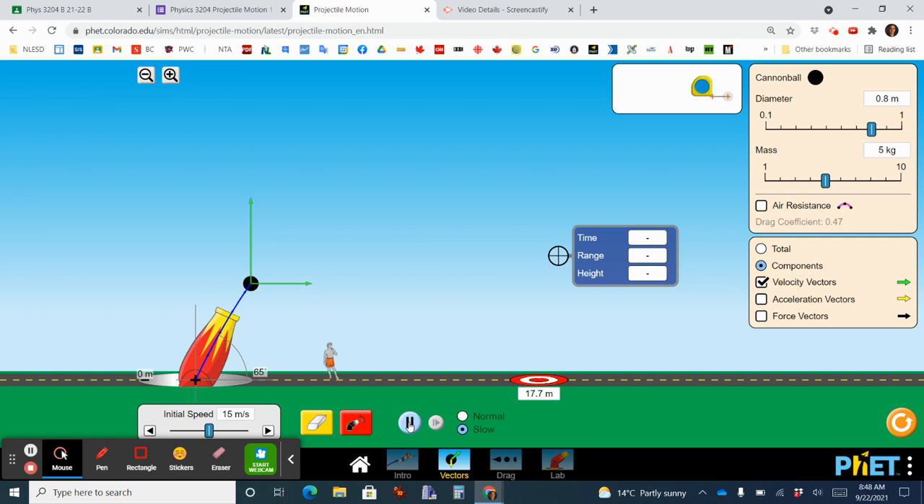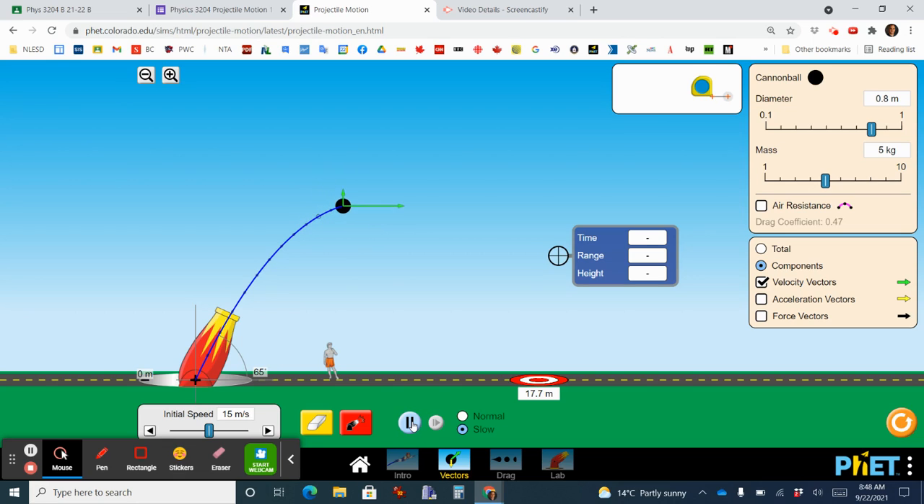If we allow this to continue, you can see what happens. The horizontal component of the velocity has not changed. It stays exactly the same the whole time that it's in flight. If we get rid of air resistance, that's what happens. But obviously, as it's rising, the vertical component of the velocity is starting to decrease.